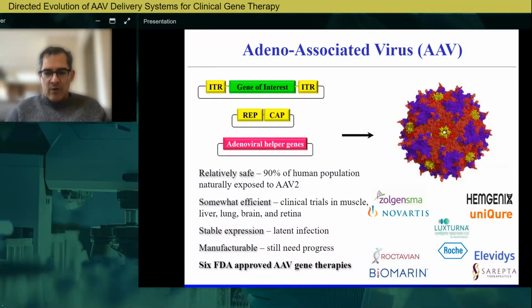There has been a lot of progress in manufacturing these viruses, so that it is manufacturable to clinical and in some cases commercial scale, though there does still need to be significant improvement there, which I'll get to a little bit later in the talk. And apologies for this being a little bit out of date, but there are actually now 7 FDA-approved gene therapies for a variety of conditions, ranging from spinal muscular atrophy to Leber's congenital amaurosis type 2 to hemophilia A and B.